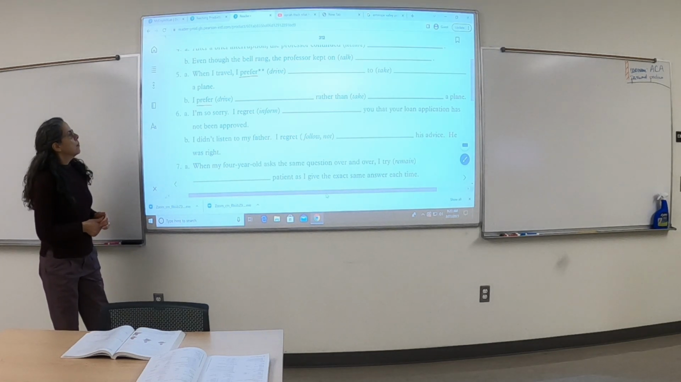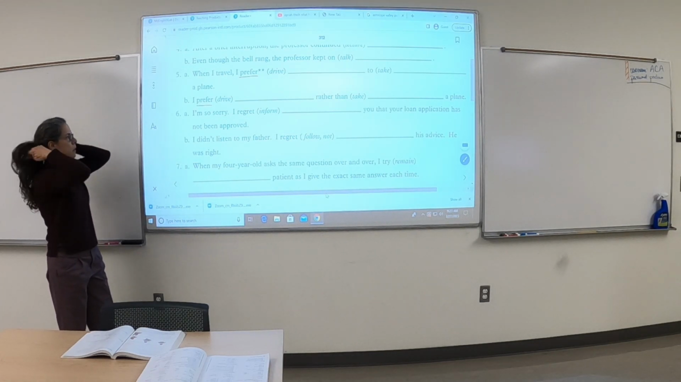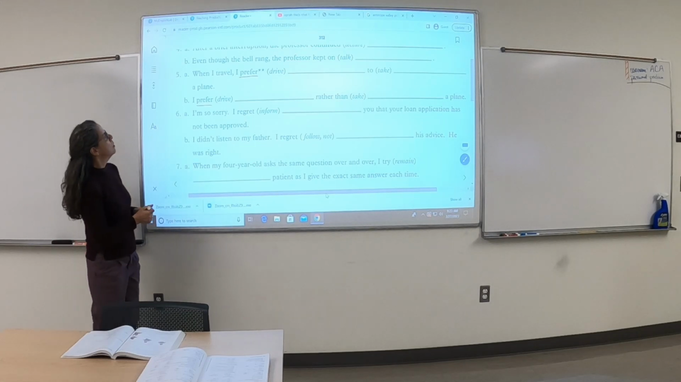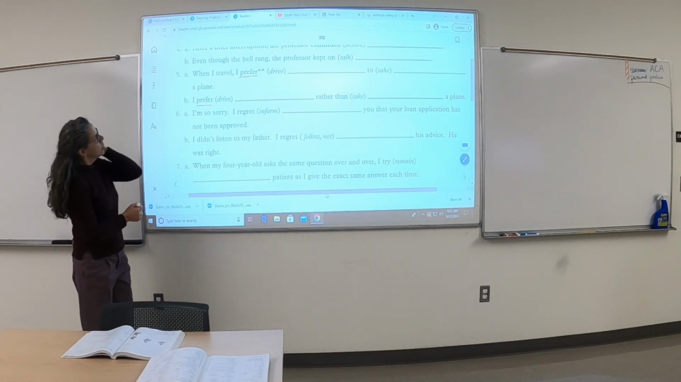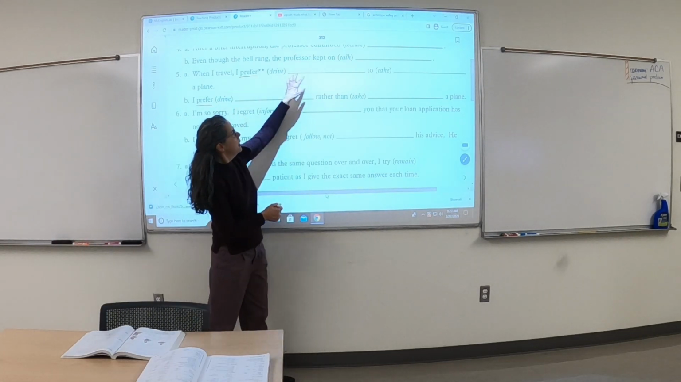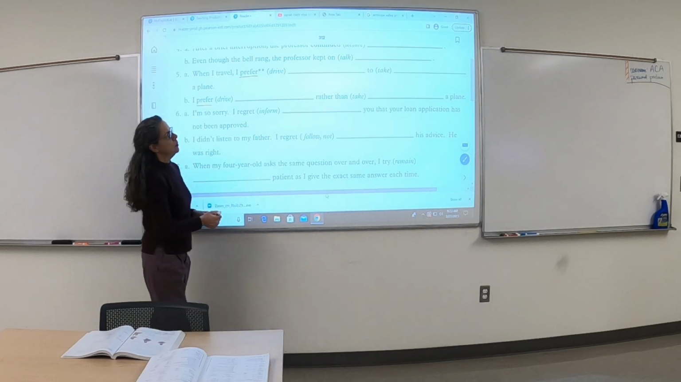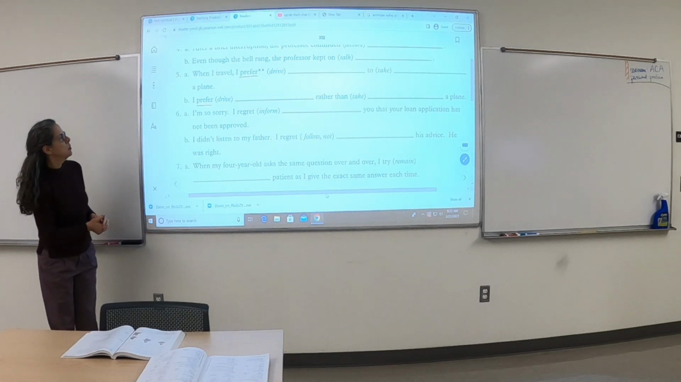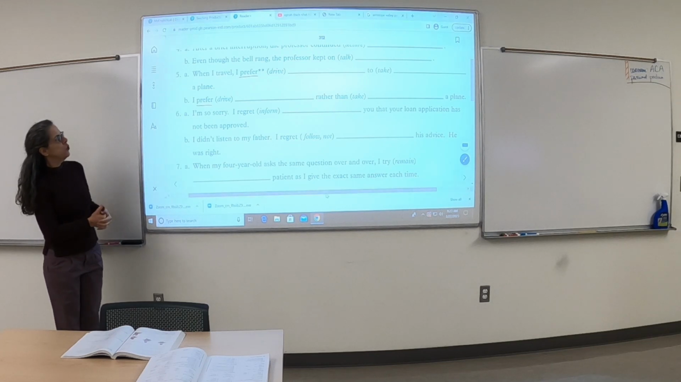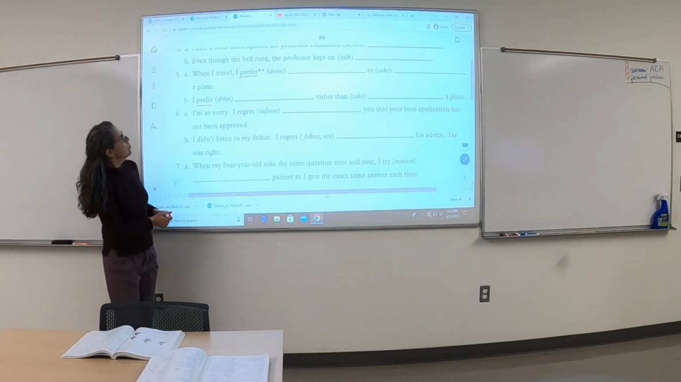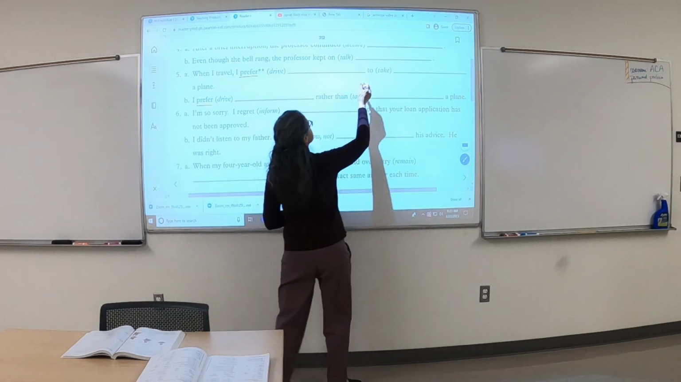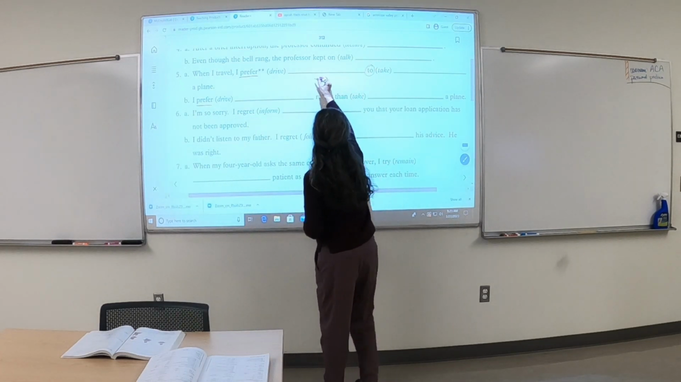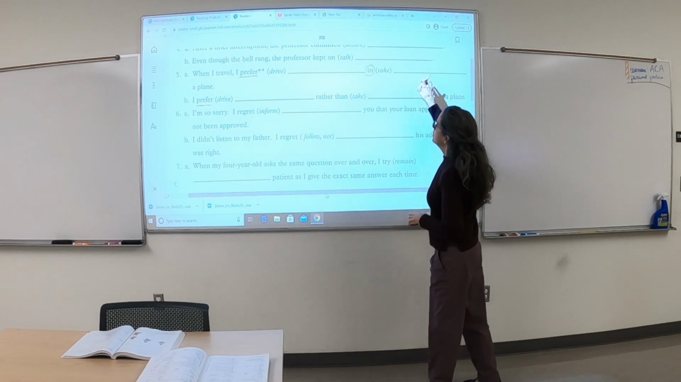These are verbs. We're looking at the first verb and then the next verb form. So we're looking at objects of verbs. Sometimes the object is a gerund, sometimes it's an infinitive. All right, so I prefer, and you see this to. So we're going to have something to something.